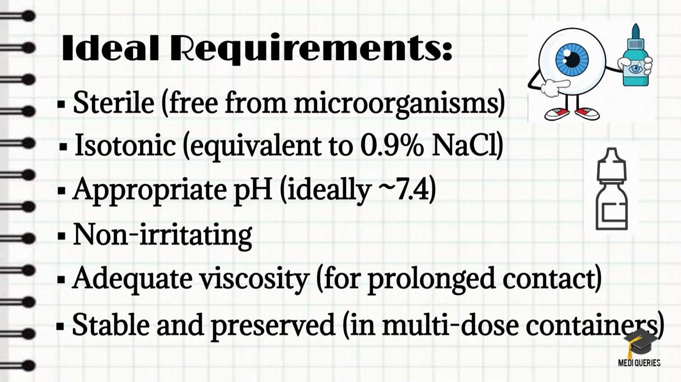Another requirement is isotonicity. The ophthalmic solutions should be isotonic with the tear fluid. This prevents irritation and discomfort. Common tonicity adjusters like sodium chloride, dextrose, and boric acid are generally used as isotonicity factors here. And the next one is appropriate pH and buffering.